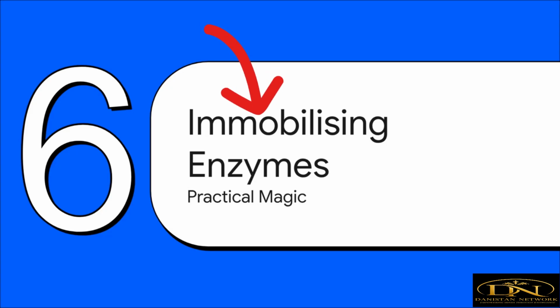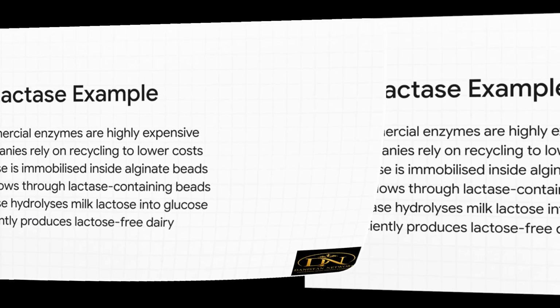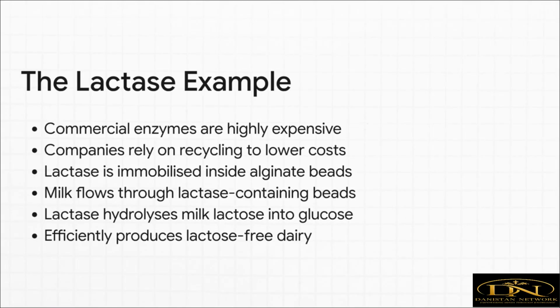Section 6. Immobilizing commercial enzymes. Practical magic. Speaking of the commercial world, let's shift to the industrial scale to see how we reuse these expensive biological machines. Commercial enzymes have enormous applications, but they are incredibly expensive. Corporations heavily rely on recycling them to keep their production costs down.